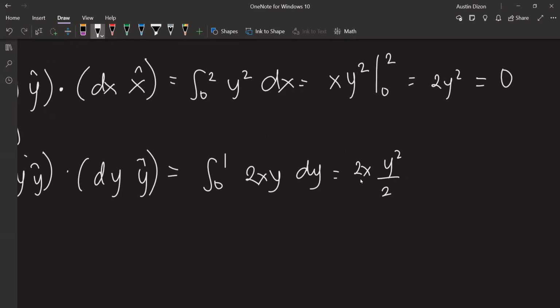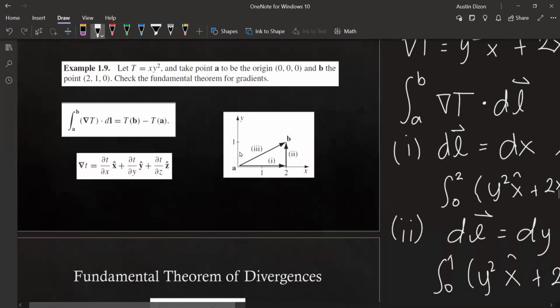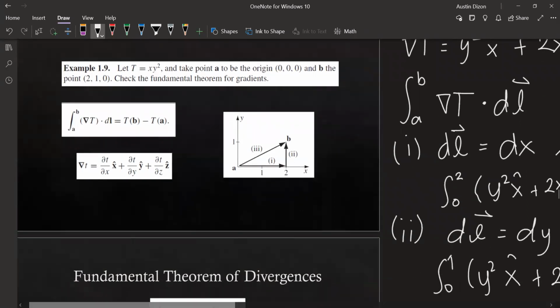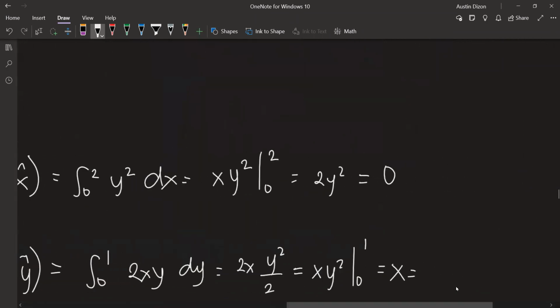So that's just xy squared evaluated at 0 to 1. So that gives us x. Tama? And yung value ng x natin, kung nasan tayo, dumaan tayo sa path 2, so yung x natin will have the value of 2. Okay, so 2.